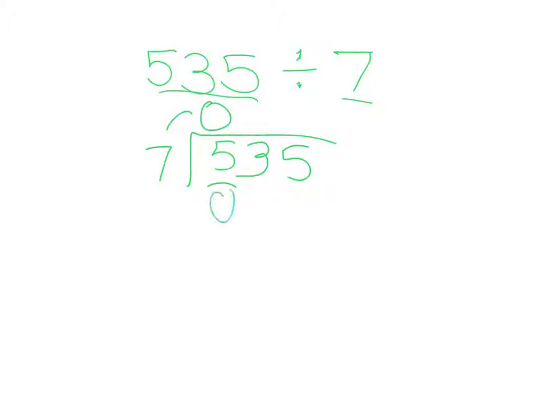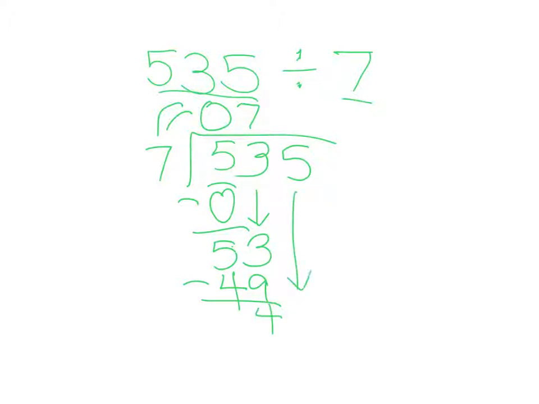0 times 7 is 0 if I want. And then I'm going to subtract 0 from 5. I end up with a 5. So now I'm going to bring down the 3. So how many times does 7 divide into 53? So if you know your math facts, then it might come to you right away. If not, it'll take a little bit of practice. The answer here is actually going to be 7. It's going to be 49, because 7 times 7 is 49. So now I'm going to subtract again, and I'm left with 4.